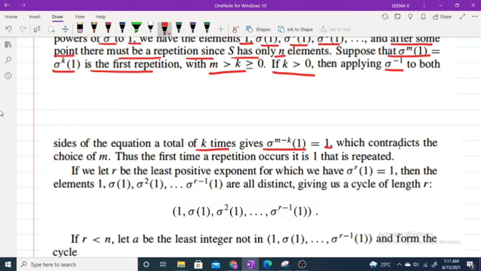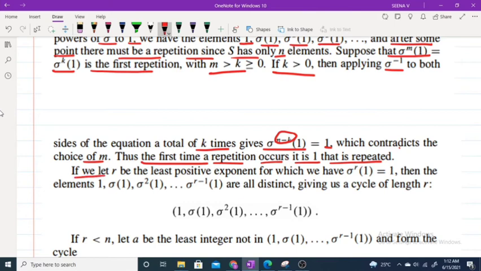Okay, which contradicts the choice of m, because we chose m as the first repetition, but here we get m minus k, with σ^(m-k)(1) equal to 1. So what will be the first repetition? The first repetition must be 1. Thus, the first time a repetition occurs, it is 1 that is repeated. One is the first repetition.